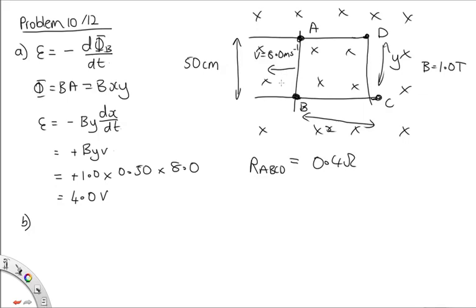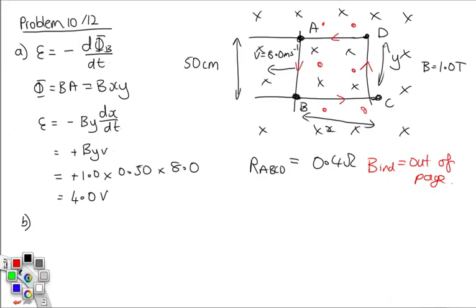So to oppose that increase in Φ, we need the induced current to decrease Φ. So the induced magnetic field must oppose this applied magnetic field. So our induced magnetic field will be coming up out of the page. So B induced out of page. So to get an induced magnetic field out of the page, we need an induced current flowing like this, anti-clockwise through our wire. Now we can calculate the size of this induced current using V is equal to IR.